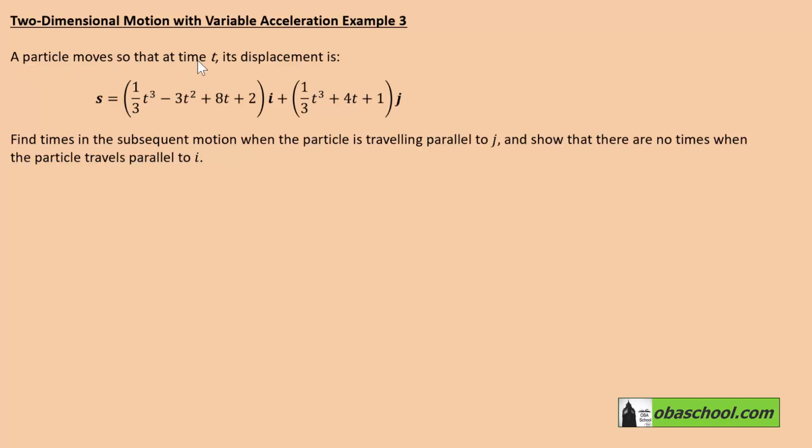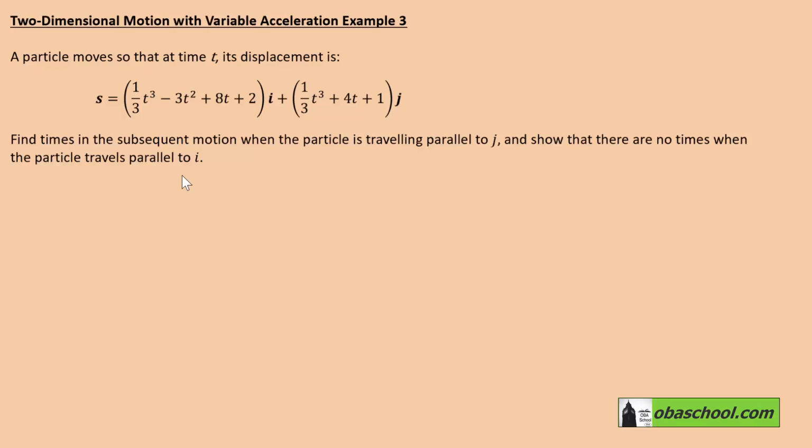A particle moves so that at time t its displacement s is (1/3 t cubed minus 3t squared plus 8t plus 2)i and (1/3 t cubed plus 4t plus 1)j. Find times in the subsequent motion when the particle is travelling parallel to j and show that there are no times when the particle travels parallel to i.